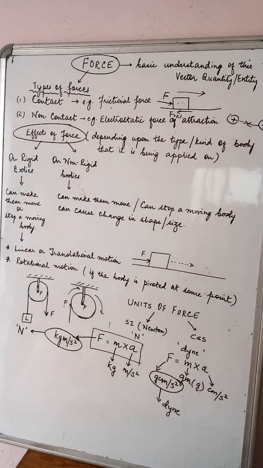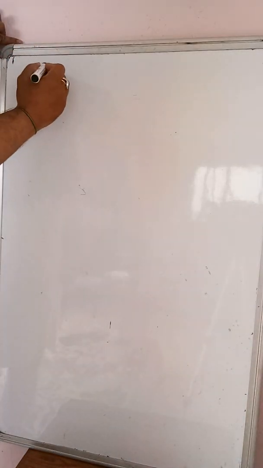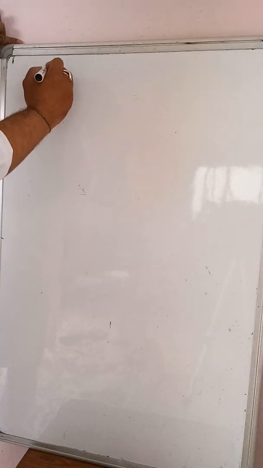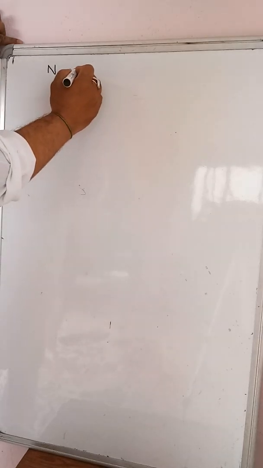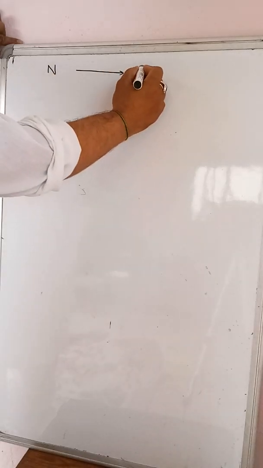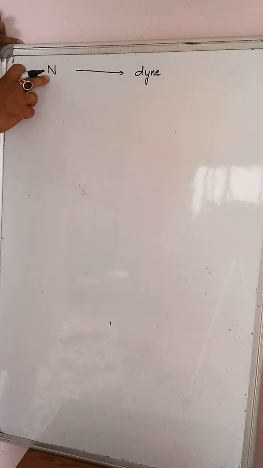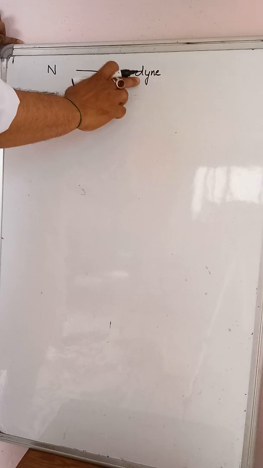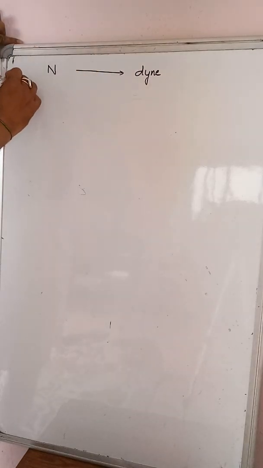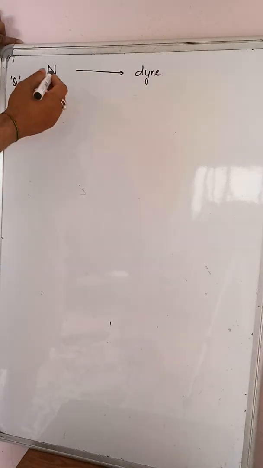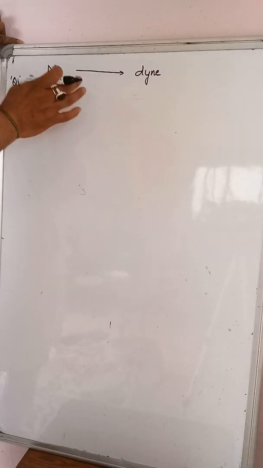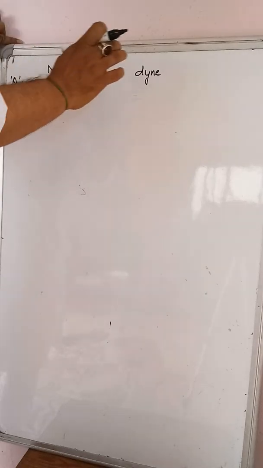Just to write this more clearly over here, you have Newton and you have dyne. Now what are these? Once again, Newton is the SI unit of force and dyne is the CGS unit of force. Now there is this question that usually comes: how do you establish a relationship between 1 Newton and 1 dyne?